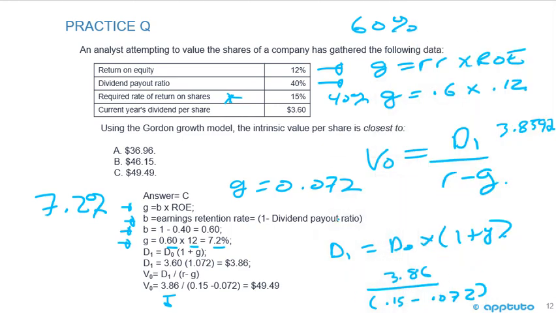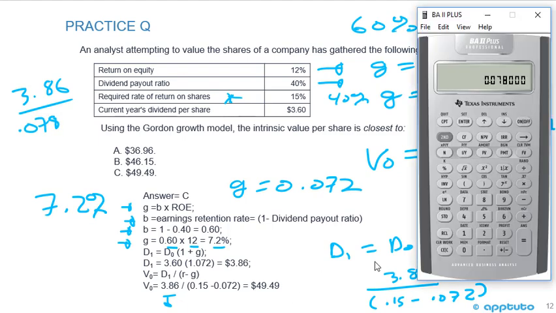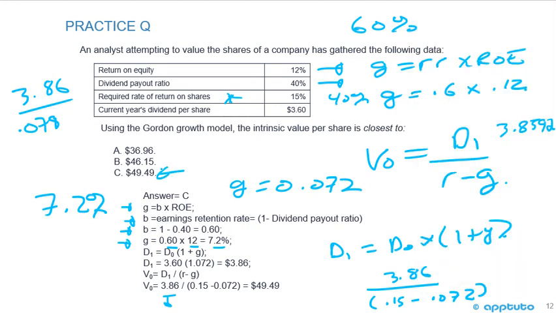So I'm going to have 3.86 divided by, what did I say that was? 0.078. So I'll just bring up my calculator again, and 3.86 with my rounding divided by 0.078, and I've got the correct answer, 49.487. Just check and double check. So that is closest to C, 49.49.